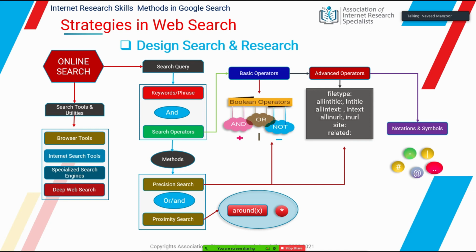Those are the type of search queries that require proximity operators such as AROUND, or such as the asterisk, which is the placeholder, we also call it wildcard, that tells the search that this is where the information is missing.